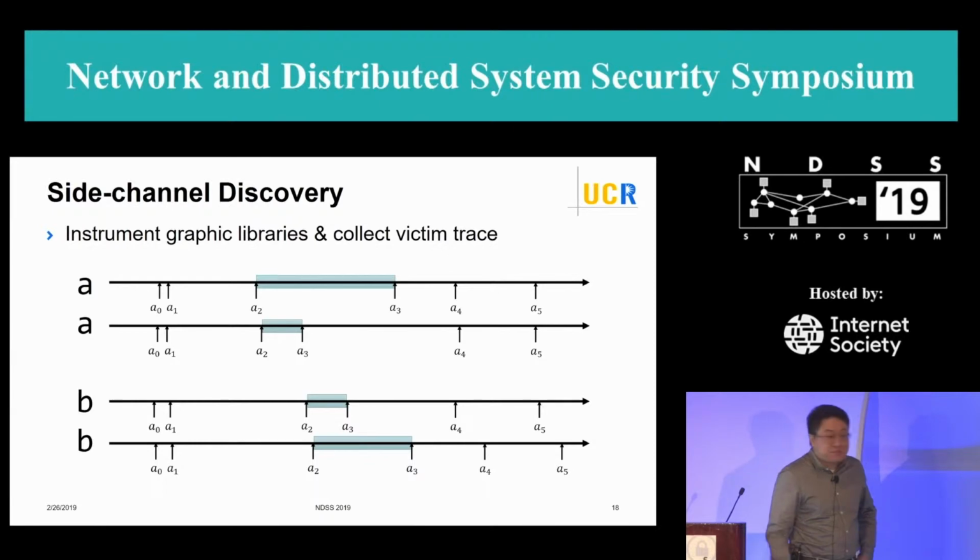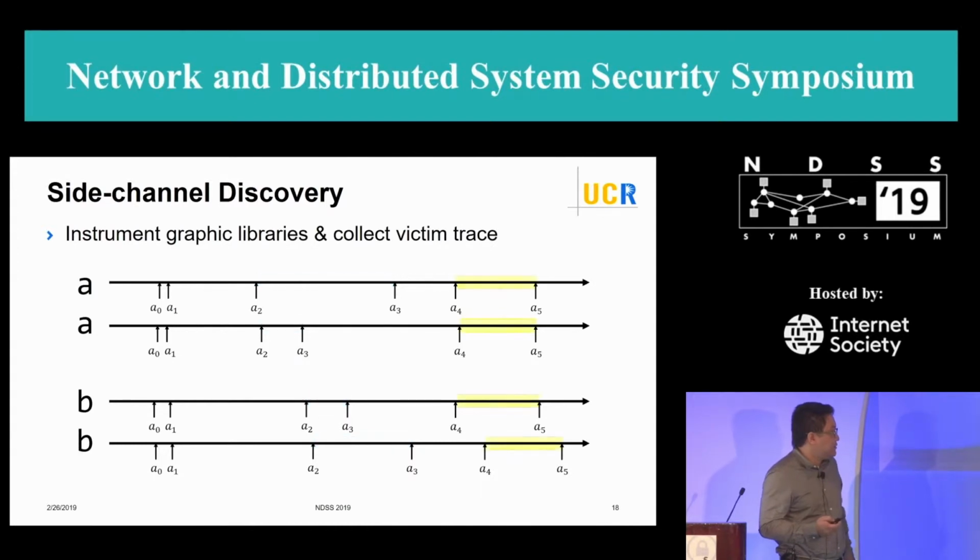What about this one? The problem with this one is that for the same input, there's a huge variation. So even after the attacker has a timing measurement, it cannot really infer what's being rendered on screen. And this one as well, A4 and A5, because this time we don't have a lot of variation, but the timing is basically the same across all the different inputs.